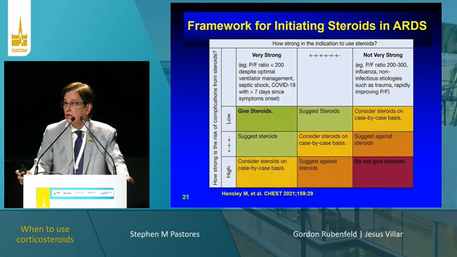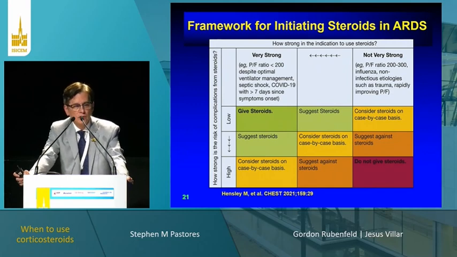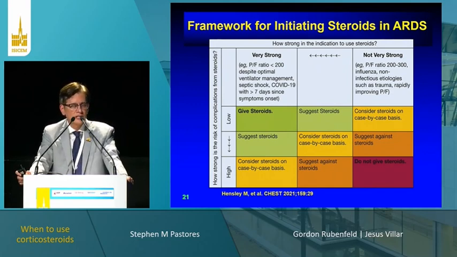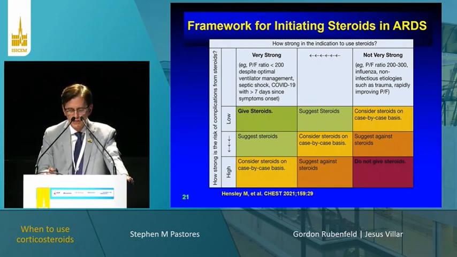I like this framework for initiating steroids. So if you have a very strong indication to use steroids, and that's on the top left of this panel, and the complication rate that you anticipate is going to be very low, of course, you should use steroids in those patients. However, if your indication for using steroids is not very strong, and you have a high risk of complications, then do not give steroids. But if you're somewhere in the middle, I think you have to do case-by-case, individualized management of these patients.